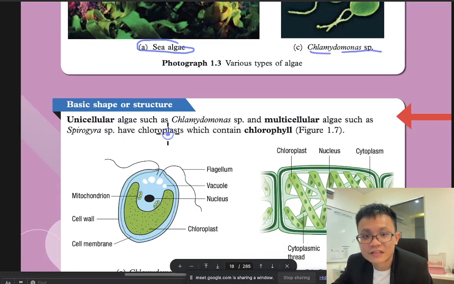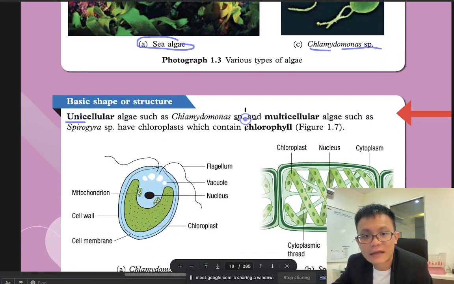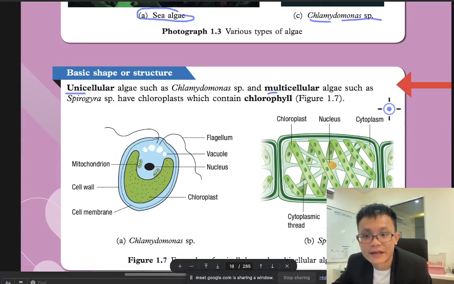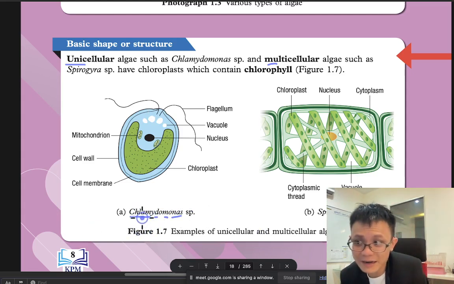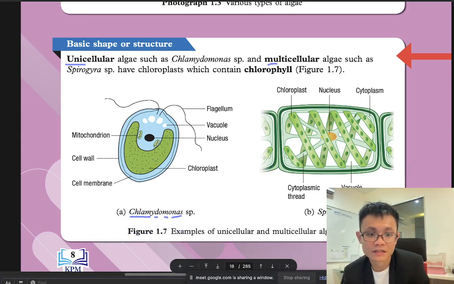Basic shape and structure, again, we have unicellular, one cell, or multicellular, many cells. Unicellular, Chlamydomonas. I think this one is easy, but the spelling is difficult to remember. Sometimes in subjective they ask the student to write, but if it's spelled wrongly, we are going to lose the mark. Spirogyra, okay, Spirogyra. So these are the shapes.